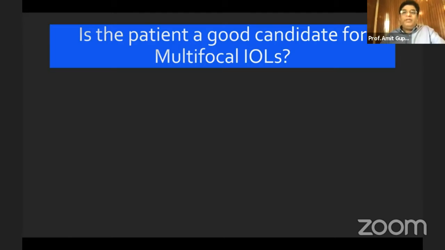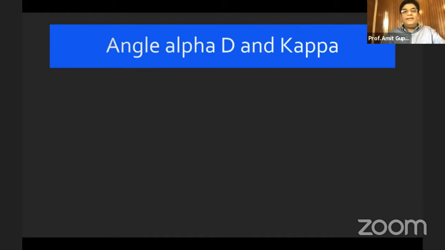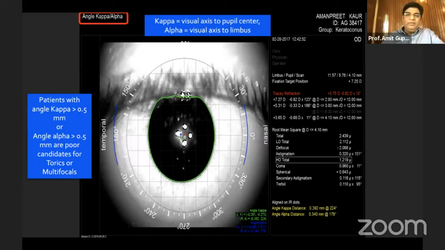Another important question is, is the patient a good candidate for a multifocal intraocular lens? Now, one of the steps to plan it is angle alpha and angle kappa. Now, we know that angle kappa is actually the angle of the visual axis to the pupillary center. So this is more important for patients who want to undergo refractive surgery and other procedures. Whereas angle alpha, what it actually means is it tells us how well the intraocular lens is going to center in the bag once we put the IOL in. So this angle alpha and angle kappa should be less than 0.5 millimeters. This is given in one corner on the screen in the alpha kappa map.